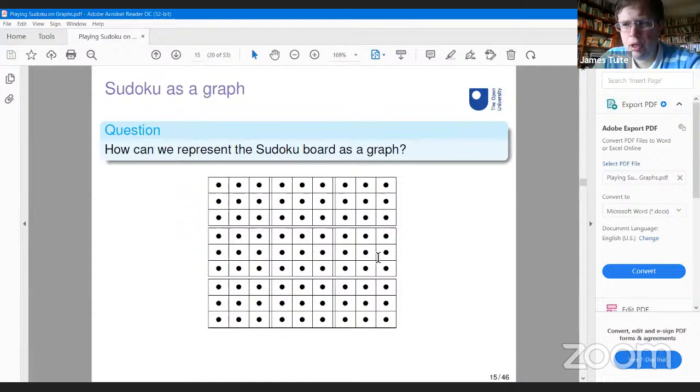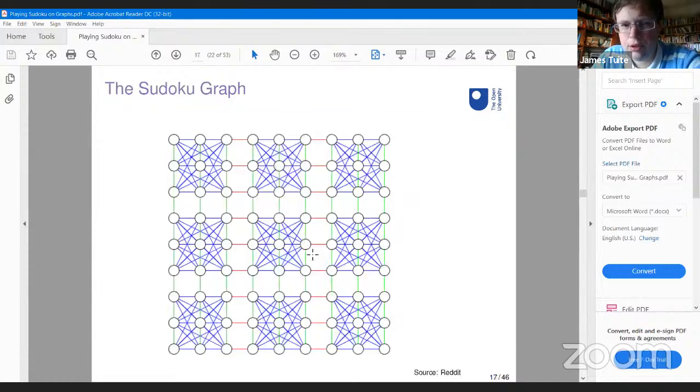Well, let me replace each grid square by a vertex, 81 of them, and I'm going to join one vertex to another if it lies in the same row, the same column, or in the same 3 by 3 subsquare. So for example, this blue vertex here is going to be joined to each of these red vertices. And that can't have the same entry. The blue one can't have the same entry as any of the red ones. So here's one representation of the Sudoku graph.